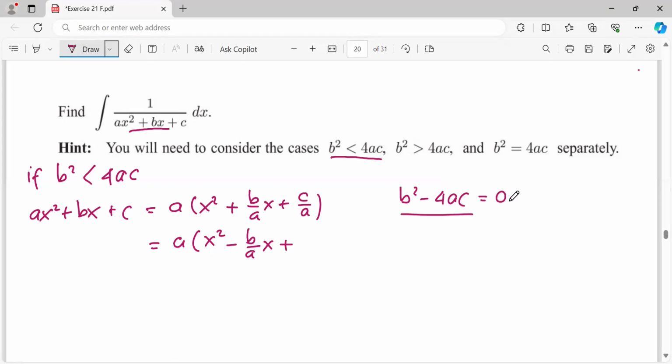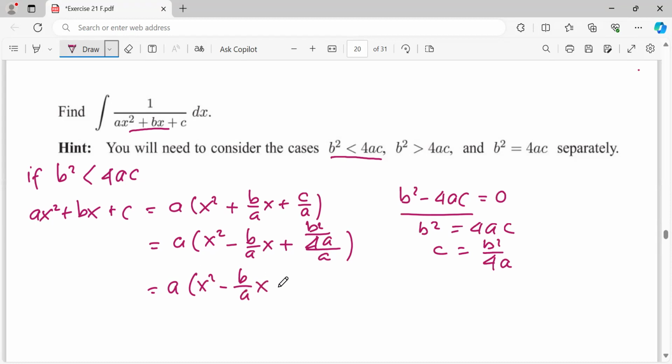It means b squared equals 4ac. So c equals b squared over 4a. So you can write in here b squared over c as b squared over 4a, over a. And the next, a times x squared minus b over a x plus b squared over 4a squared, because a times a.